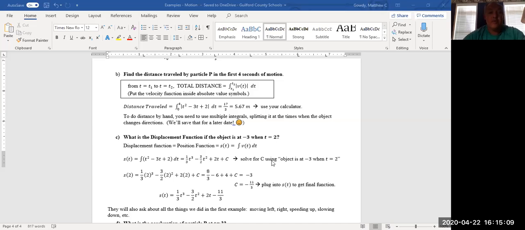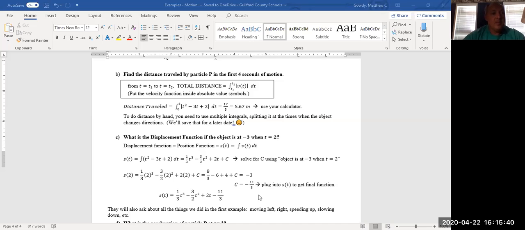Well, remember, how do we solve for c? We need to know some fact about the original function. Well, I gave you that fact. Object is at -3 when t equals 2. So that means if I plug 2 into s, the whole thing should equal -3, and I can use that to solve for c. And then I plug that back in and write the final answer for position. So there's our displacement function.